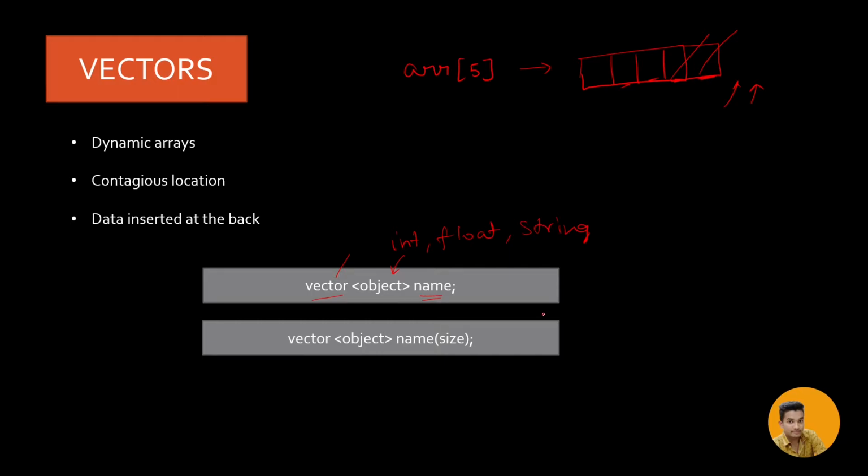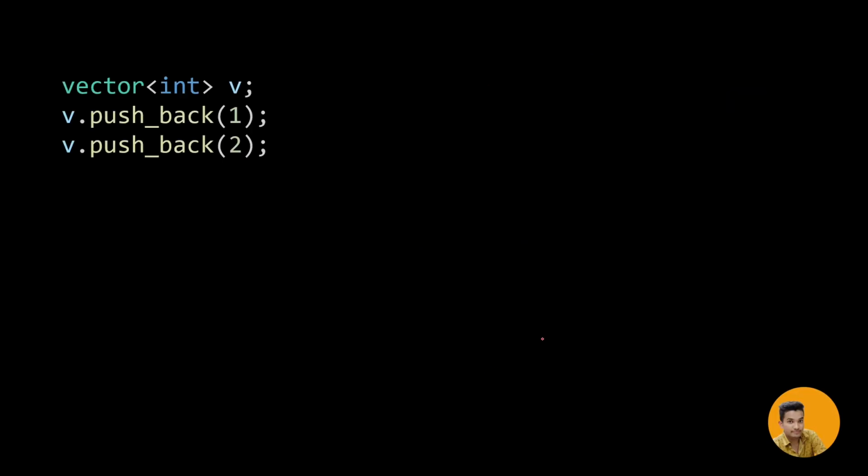Now there is another way to initialize. Here we are initializing with the size also. Size is nothing but the amount of space you want to create. So this is not mandatory, it is optional. Now let us create a vector. The vector is created with the object type integer and the variable name is v.